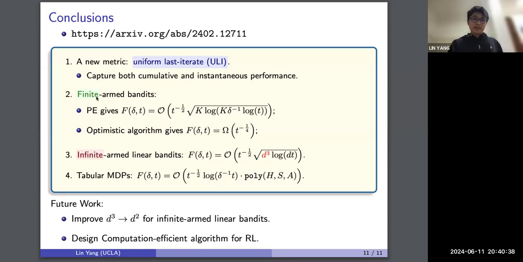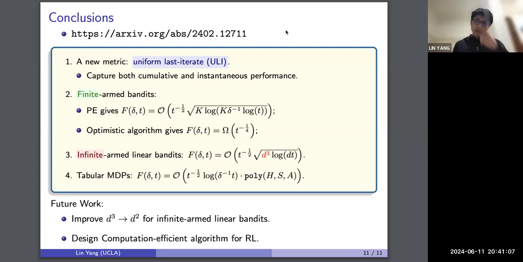Due to time constraints, let me give you a brief summary of this work. The paper is posted on arXiv, and if you're interested you can have a look. We proposed a new metric to characterize the performance of an online algorithm for reinforcement learning or multi-armed bandit settings, and it can be applied to other settings as well. This performance measure captures both the cumulative and instantaneous performance of the algorithm. In the long run the algorithm needs to be good, and at any instantaneous time the algorithm needs to be good as well.